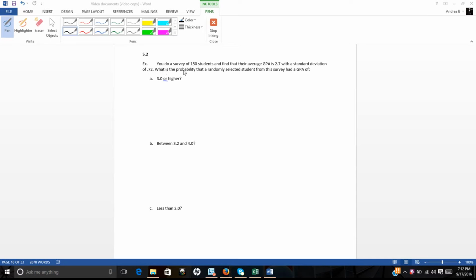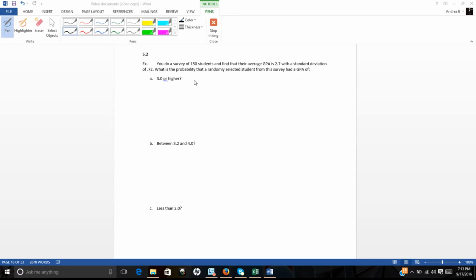So here for this first one, we want to assume that we're doing a survey of 150 students, and we find that the average GPA is 2.7 with a standard deviation of 0.72. And we want to find the probability that a randomly selected student from the survey had a GPA of, for part A, 3.0 or higher.